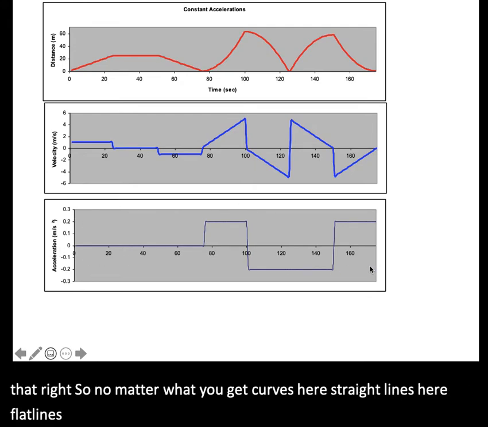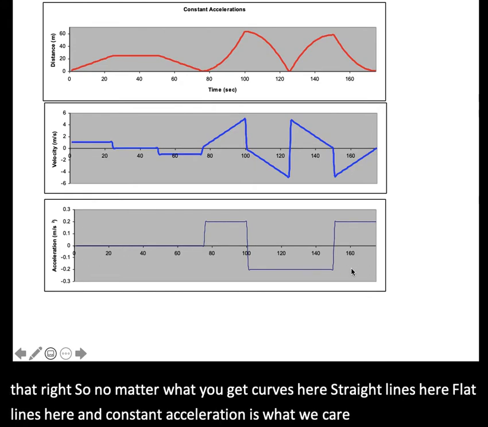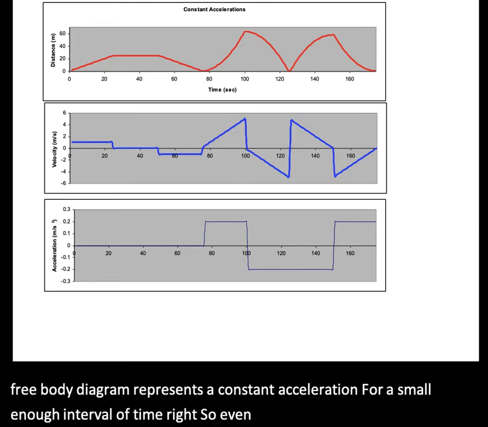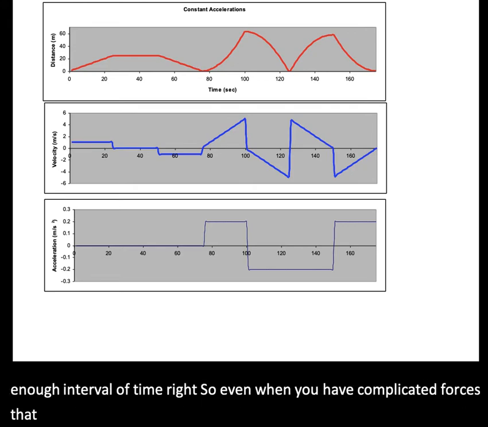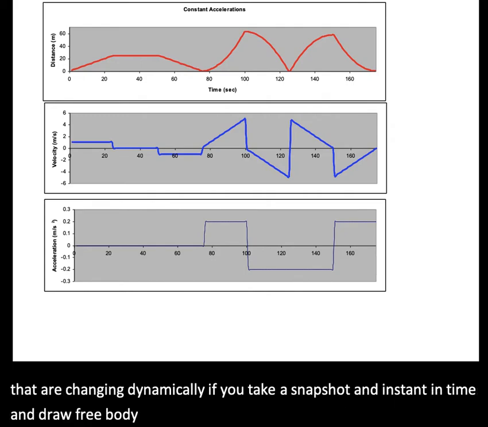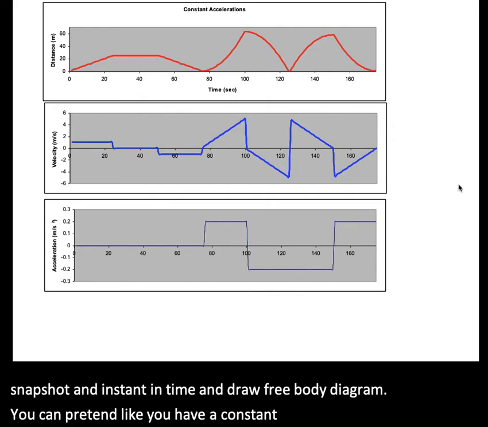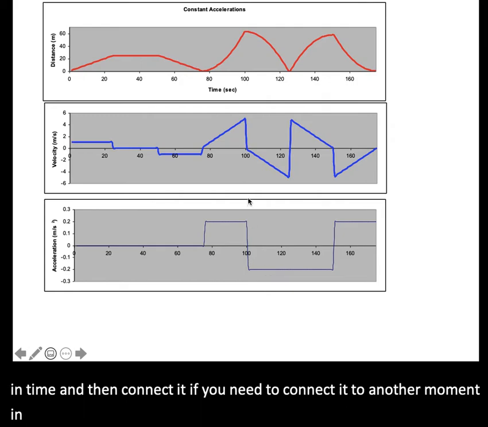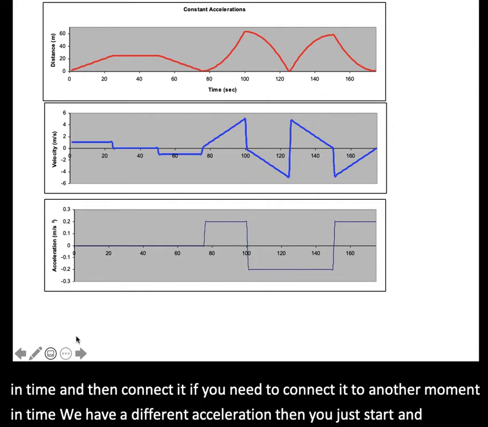And constant acceleration is what we care about, because any free body diagram represents a constant acceleration for a small enough interval of time, right? So even when you have complicated forces that are changing dynamically, if you take a snapshot in an instant in time and draw a free body diagram, you can pretend like you have a constant acceleration in that moment in time, and then connect it if you need to connect it to another moment in time where you have a different acceleration. Then you just start and stop the whole process over and over again.